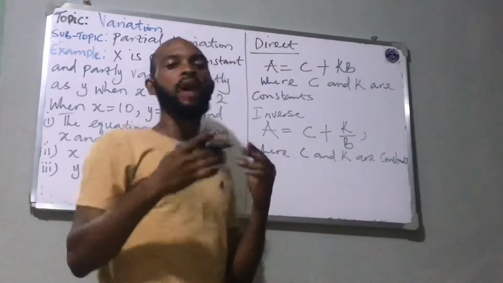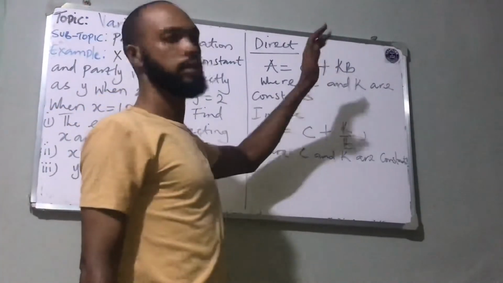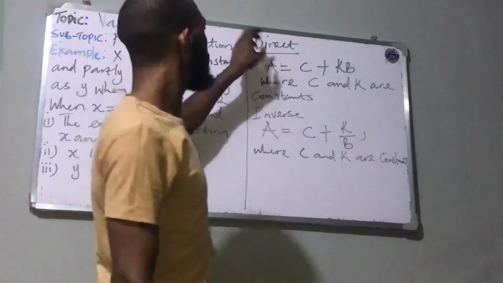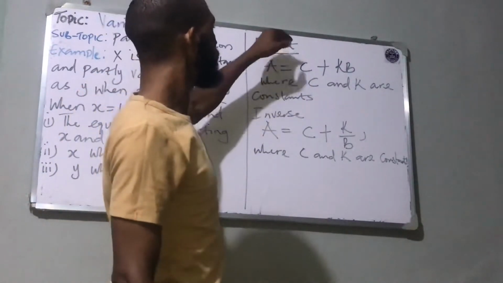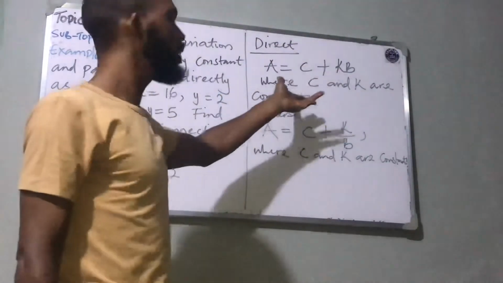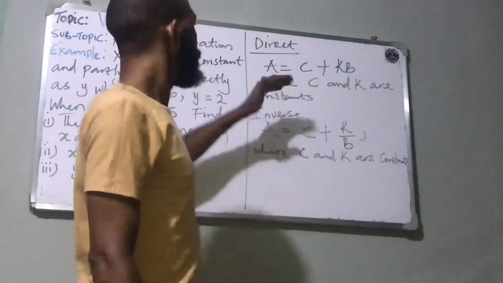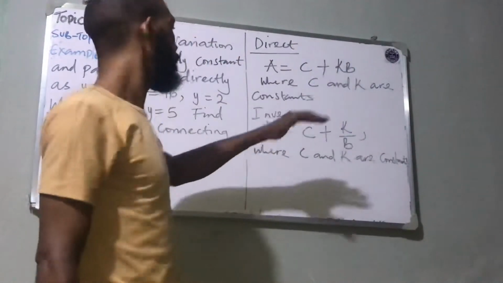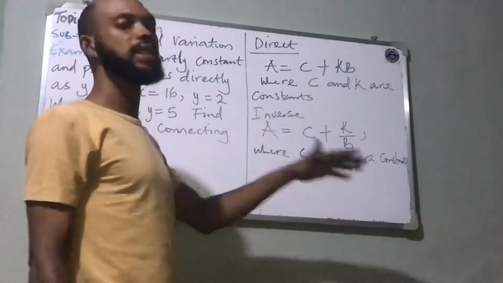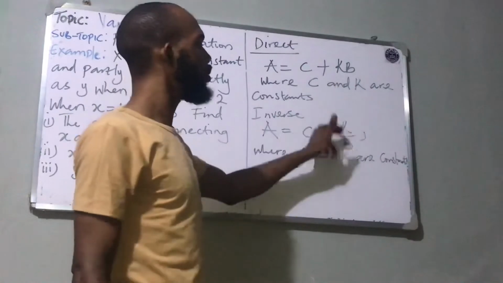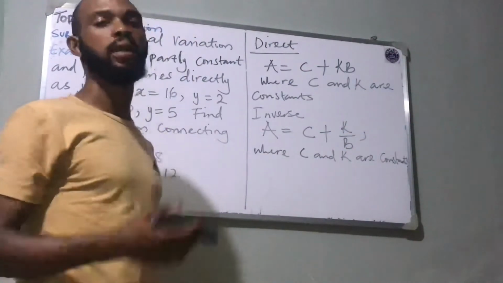Now, like I said, you have two constants for partial variation. The C and the K are constants here because A partly varies as C and directly as B, so we use this formula for that. For this one, A partly varies as C and inversely as B, so we use this formula because it said inversely. So this is what you use depending on the question.